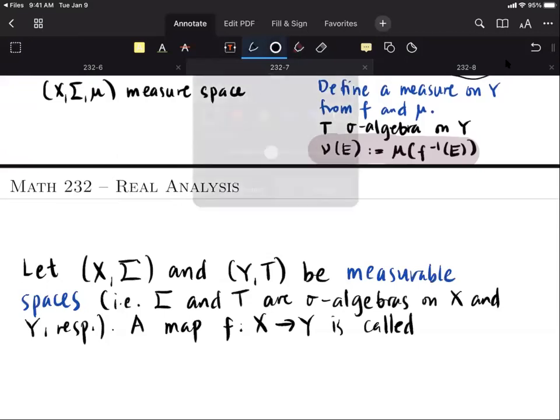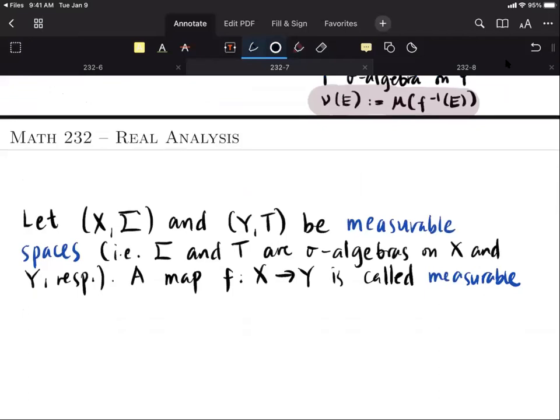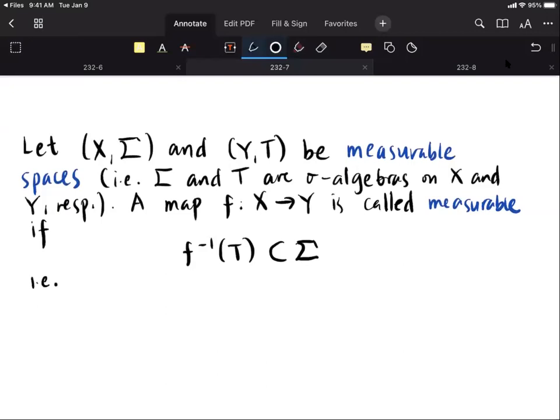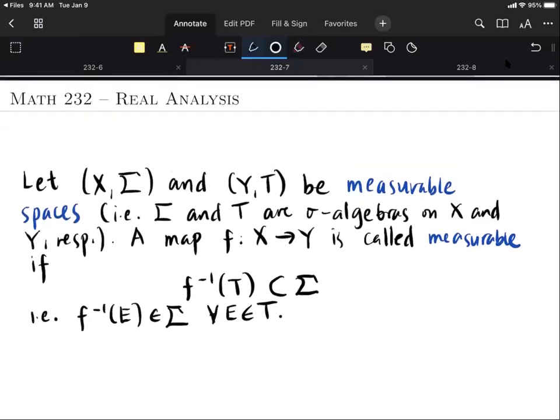will be called measurable if f inverse of T is a subset of Σ. More precisely, this means that f inverse of E is an element of Σ for all E in T. Okay, so elements of a measurable space, in particular the sigma algebra, will be called measurable sets. So this means that for a measurable set in Y, the inverse image under F is also measurable in Σ.